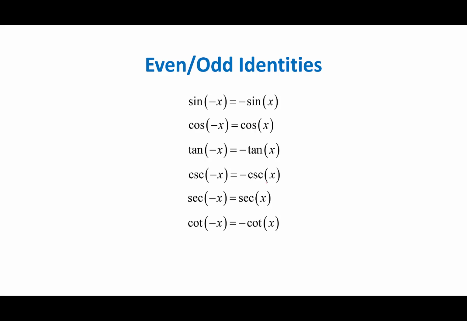Okay, so an example of a problem that we might solve using the even-odd identities is, say we want to simplify. Oh, I can't write good yet today, so let's see. It is early when I'm recording this.